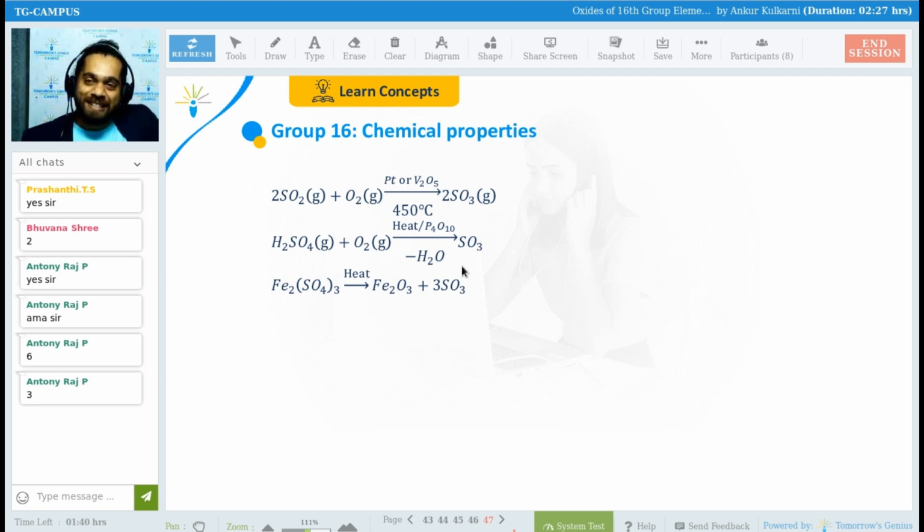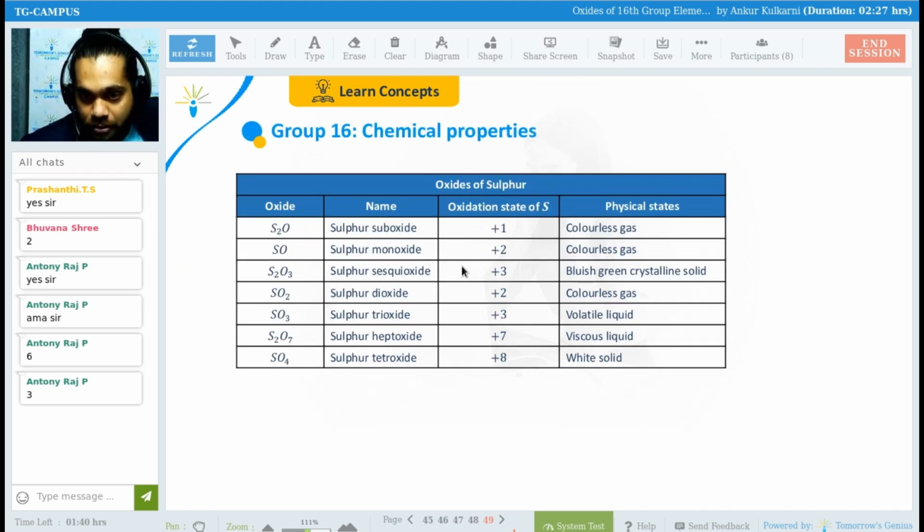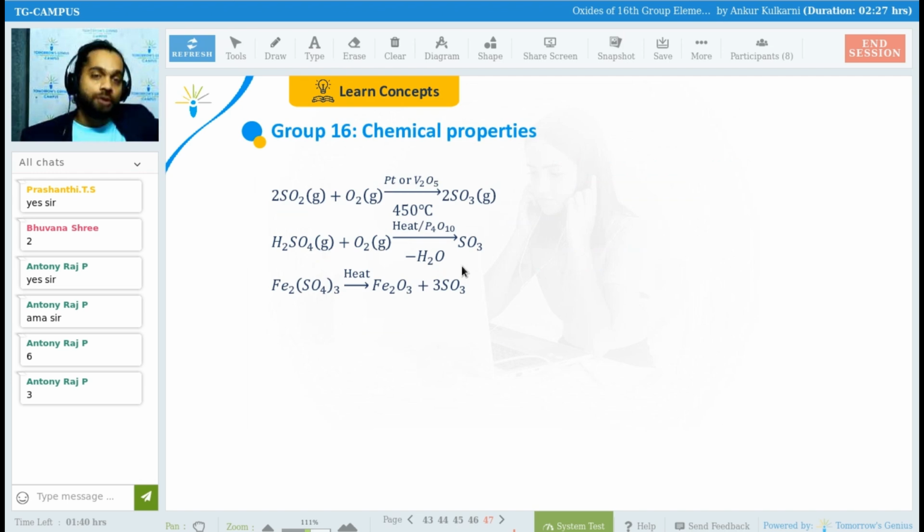Okay. Let us see the chemical properties of group 16. So these reactions, I guess I have a table. Just a minute. Let me check. Okay, so look at this reaction with oxygen. These are 3 important reactions. Write it down. I want you to write it down.